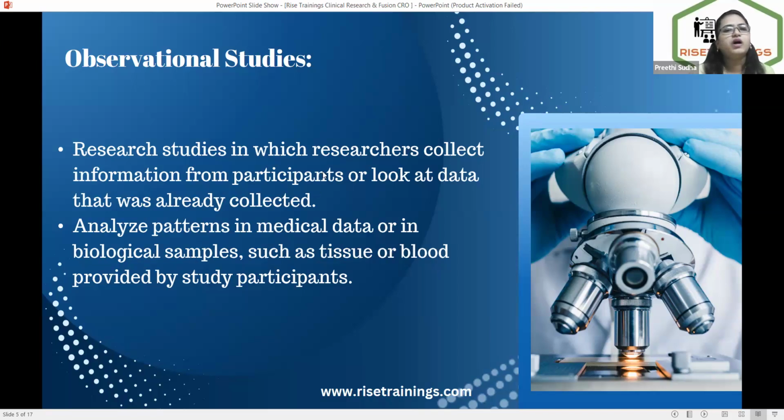And what is the data they are collecting actually from the participants or the patients? The data about the medical data, about biological samples such as tissue or blood provided by the participants.